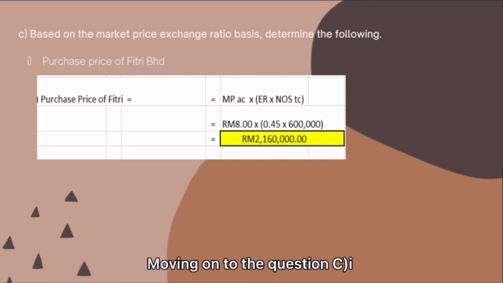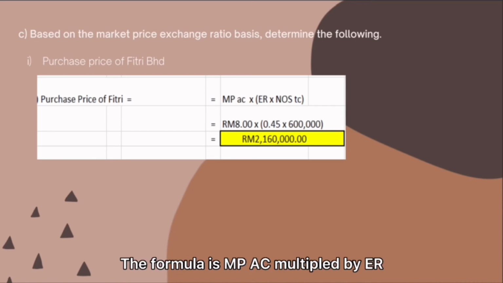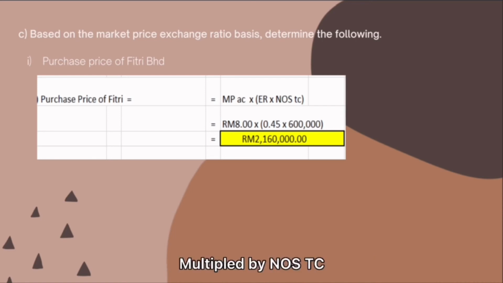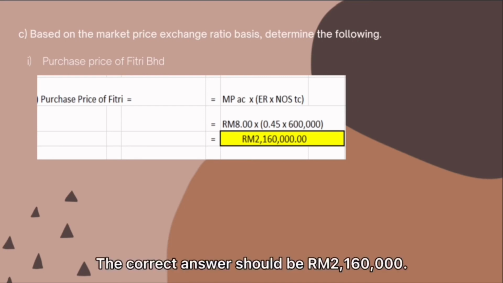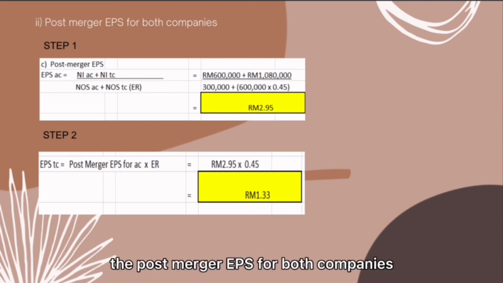Moving on to question C1, we have to calculate the purchase price of Fitri Berhad. The formula is MPAC multiplied by ER multiplied by NOSTC. It is highly recommended to calculate in the bracket first, then multiply by MPAC. The correct answer should be 2,160,000 ringgit.